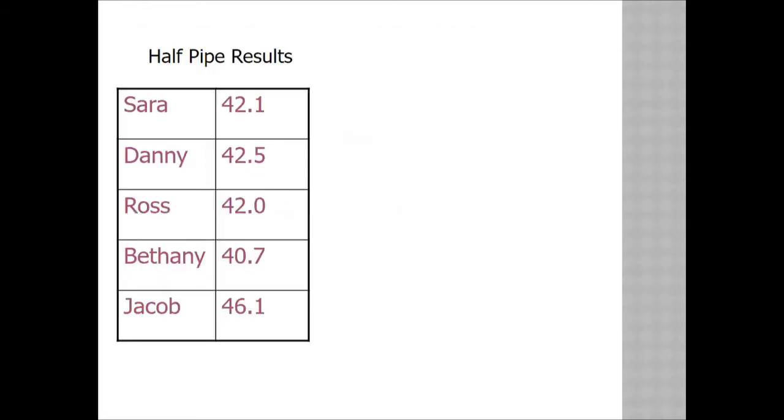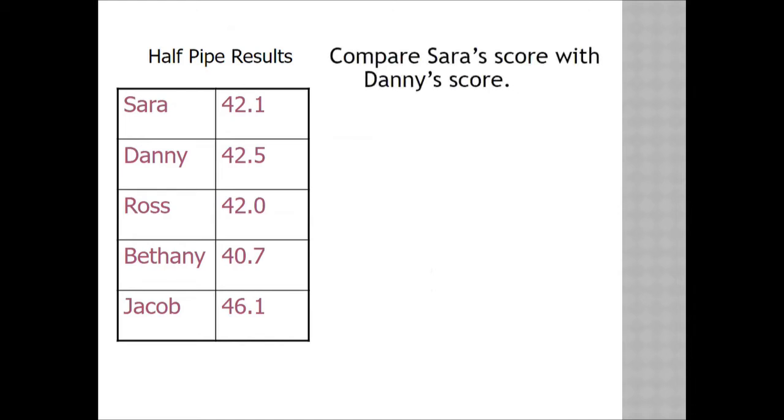So let's take a look at some of these decimals. This gives you some half pipe results from a competition, and it wants us to compare Sarah's score with Danny's score. Good thing is, if you look at all these decimals, they're already lined up. The tenths are lined up, and they have whole numbers too. The ones and tens places and the decimals are lined up. So that's step number one. If you're going to compare decimals, you've got to line up the decimal points.